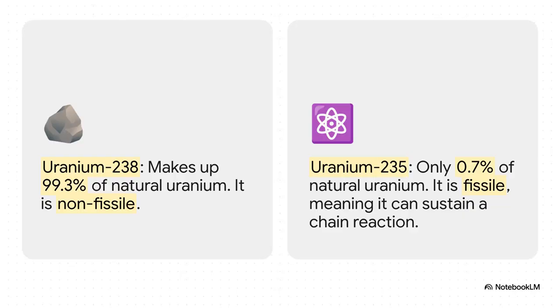Now, the star player for fission is uranium, but there's a catch. The most common type, uranium-238, which makes up almost all of it, is pretty stable. The special isotope we need, uranium-235, is actually really rare, less than 1% of all uranium. Now, that word fissile just means it's the kind that can be split by a neutron and release more neutrons to keep that chain reaction going. Its rarity is why uranium has to be enriched for reactors, which is basically just increasing that U-235 concentration.